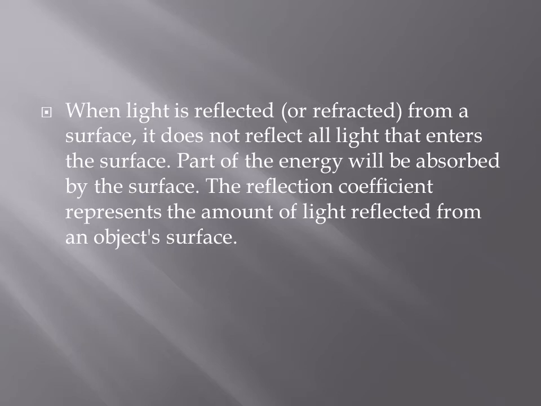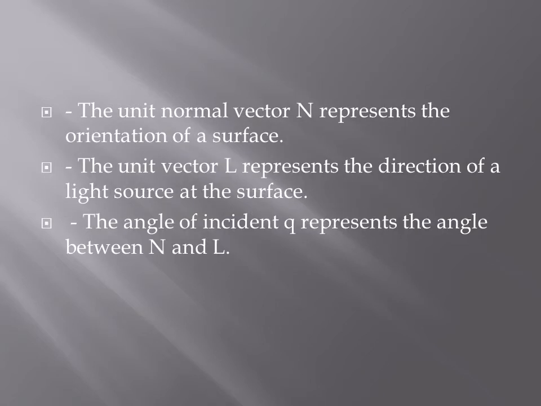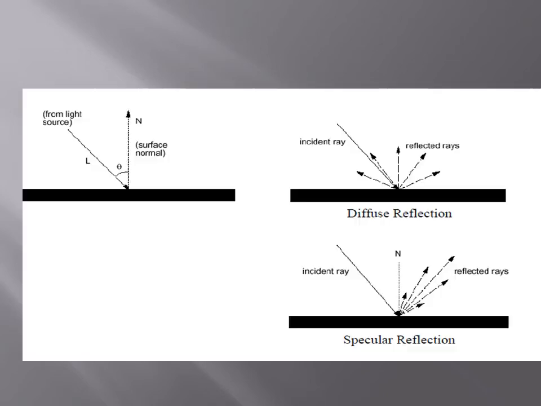When light is reflected from a surface, it does not reflect all the light that enters the surface. Part of the energy will be absorbed by the surface. The reflection coefficient represents the amount of light reflected. The unit normal vector N represents the orientation of the surface. The unit vector L represents the direction of the light source. The angle of incidence theta represents the angle between N and L. Here in the first figure, a light ray from the source of light falls on the surface and makes an angle theta with the surface normal.